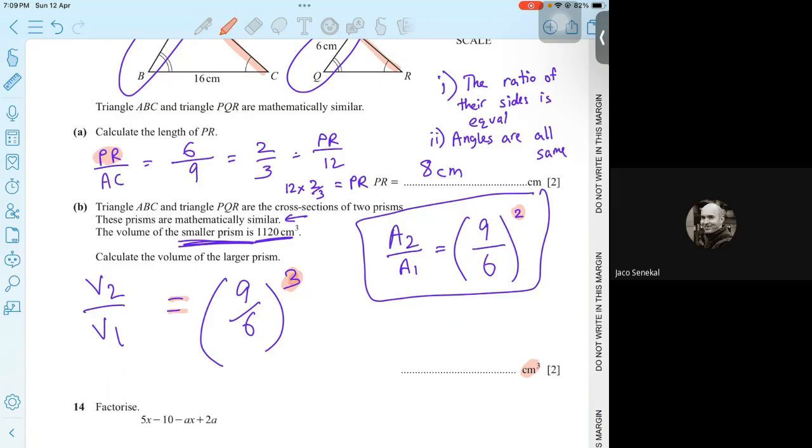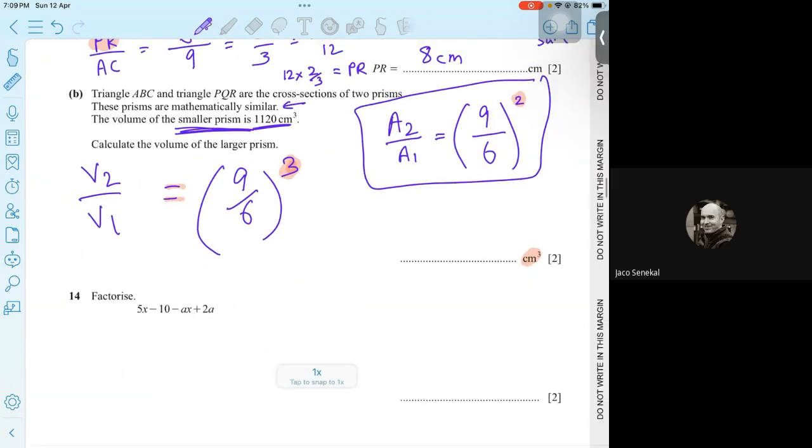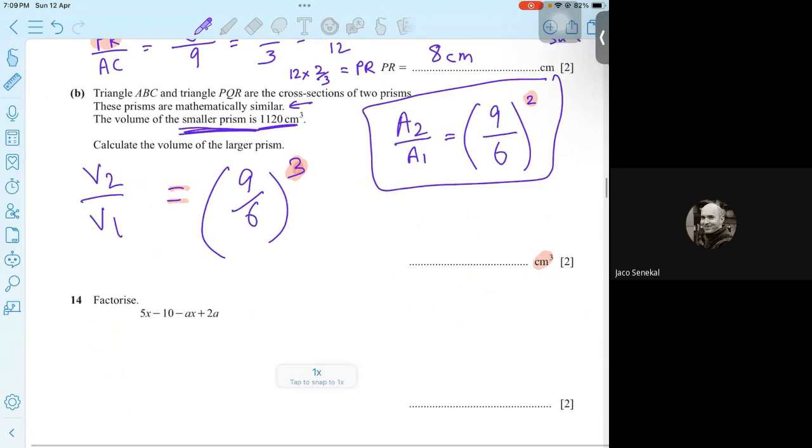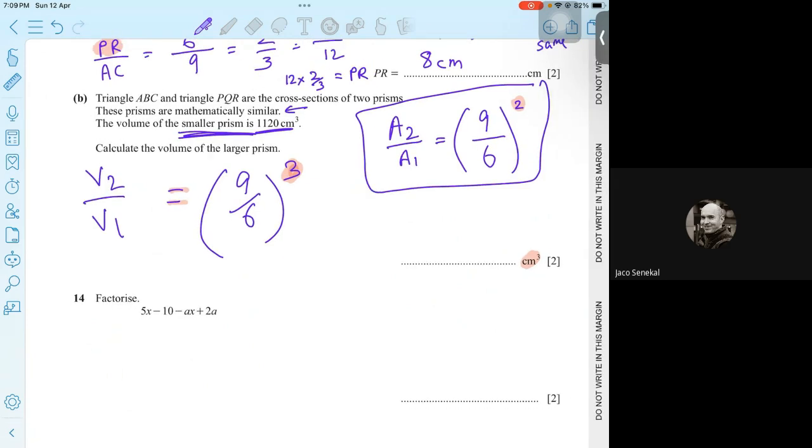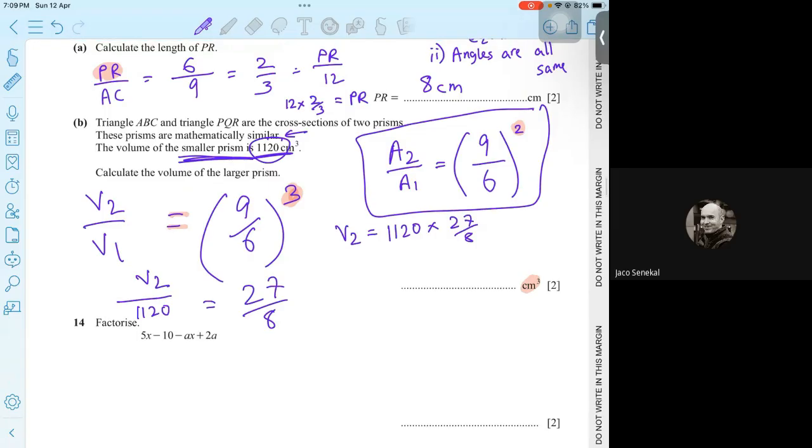Okay, so let's do this. I believe 9 over 6, let's just use the calculator, 9 over 6 cubed is going to give me 27 over 8. And this is the same as the volume of the second one over the volume that we've been given already, which is 1120, right? So volume 2 is equal to 1120 times 27 over 8. Are you all with me? Does anyone have any issues with this formula? So the answer should come out to be 3780.